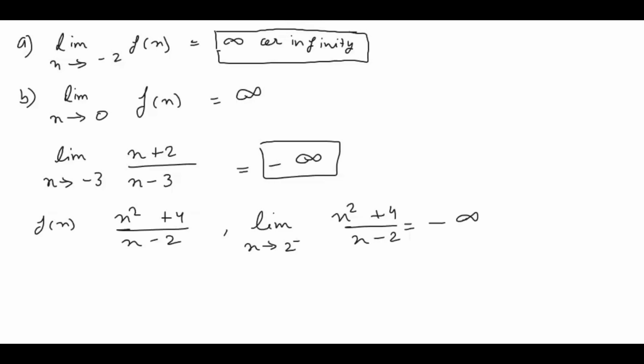Now putting positive 2, limit x tends to 2 for the same function, x to the power 2 plus 4 upon x minus 2. Here we will get positive infinity, or we can say infinity.